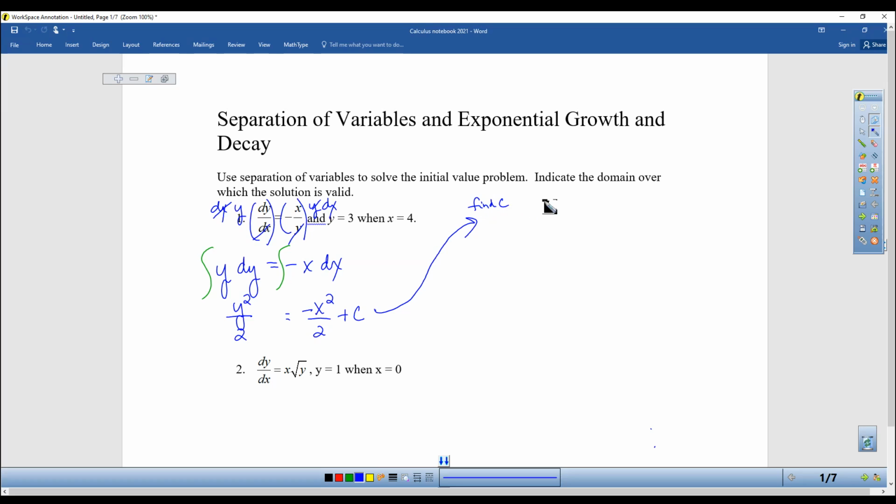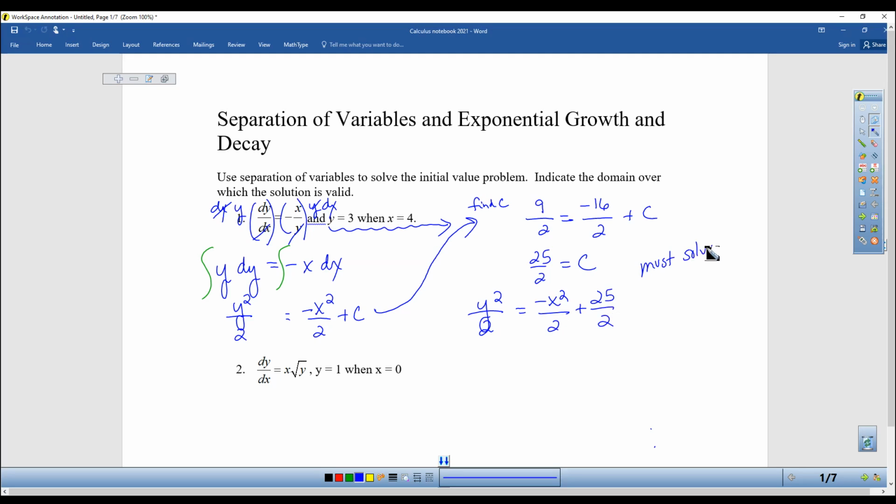So let's find c. So 9 over 2, I'm plugging these in, and negative 16. Remember, that negative is not being squared. Order of operation says exponents before the negative. So negative 16 over 2 plus c. I'm going to add the 16 over 2 to the other side, which gives me 25 over 2 is equal to c. So it may look like you've reached your final answer, because usually when we find c, we're done. But in this case, you must solve for y.